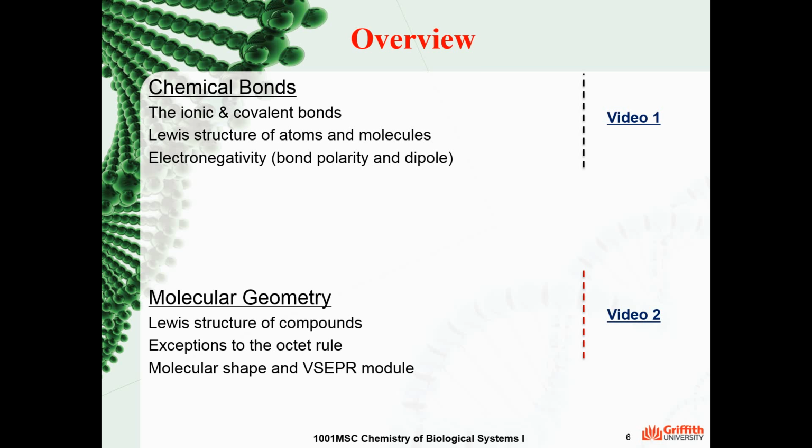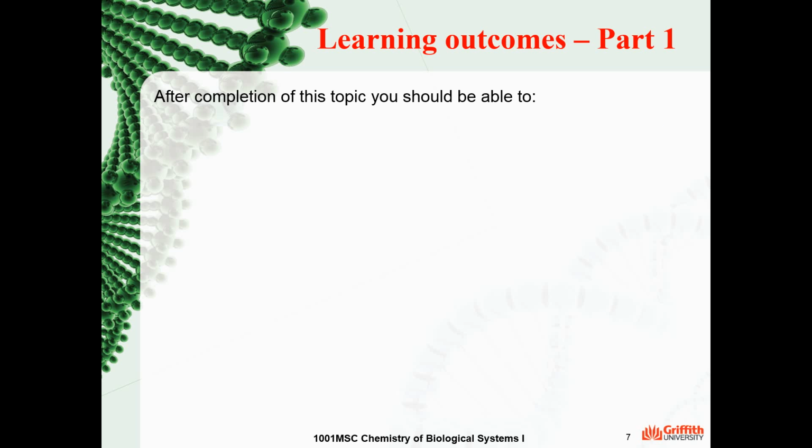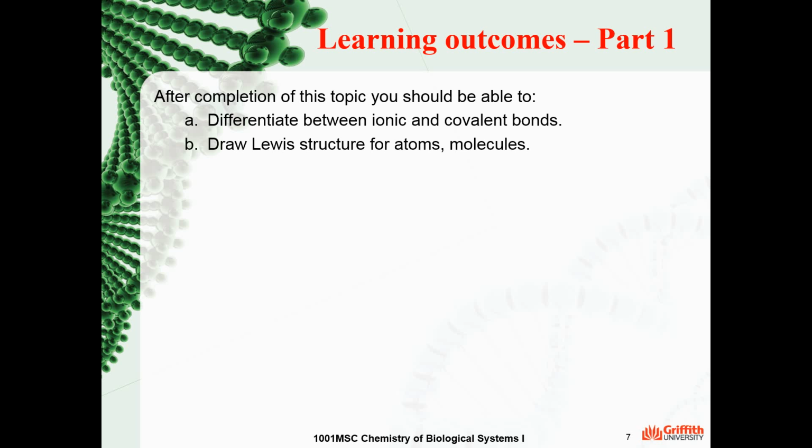In the second video, we will learn how to draw Lewis structures for compounds. Then we will investigate the exceptions for the octet rule. Finally, we will cover the molecular geometry by studying the VSEPR model. The learning outcomes for the first part of Module 4 are: differentiate between ionic and covalent bonds, draw Lewis structures for atoms and molecules, explain the concept of electronegativity.